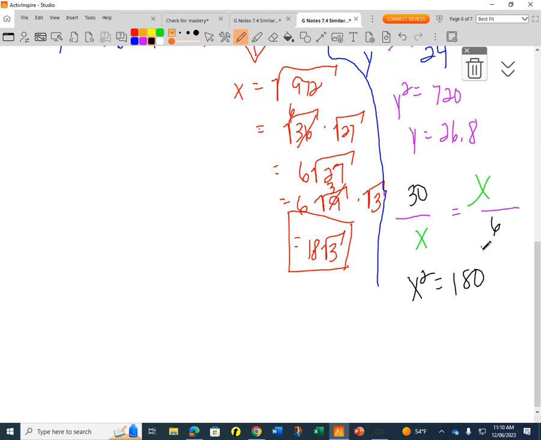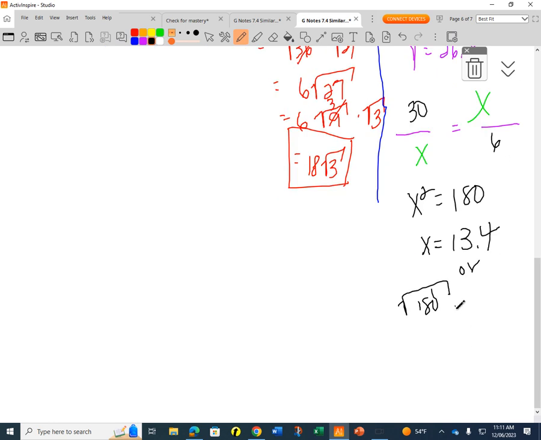13.416, blah, blah, blah, keeps going. We round to the tenth place. So x equals 13.1. We want to give the exact, yes? Oh, my bad, it is 13.4. If we wanted to give the exact answer, square root of 180, just so you have one last example.